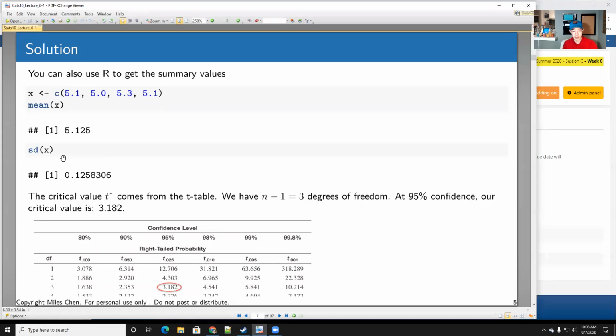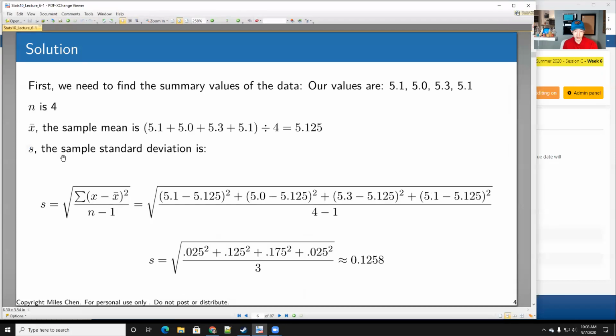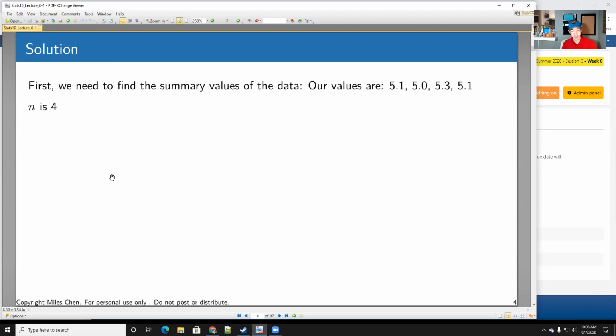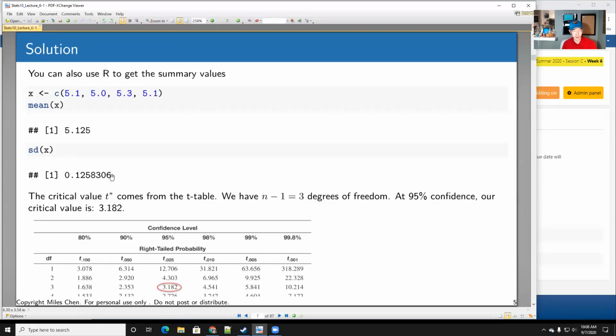So what we have to do is determine how many degrees of freedom we have and look up the confidence level. The problem asked us to make a 95% confidence interval. We have 4 values in our sample, so we have n-1, or 3 degrees of freedom. So the value I'm going to use for T star is 3 degrees of freedom, 95% confidence. The value I use is 3.182.